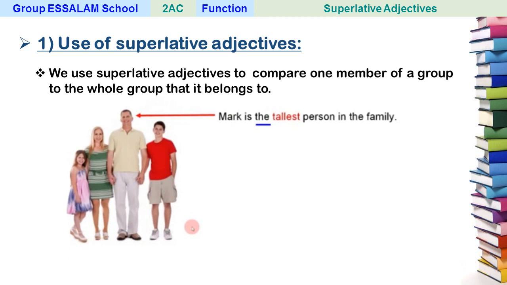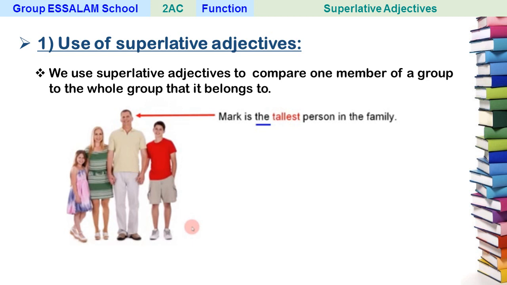For example, look at this family. Here we have a family, and we can talk about a father. Here, his name is Mark. So Mark is the tallest person in the family. He's the tallest one. So here we compare Mark with the whole group that he belongs to. Is it okay? So we cannot compare only between two things. We can compare between more than two. This is the superlative adjectives.